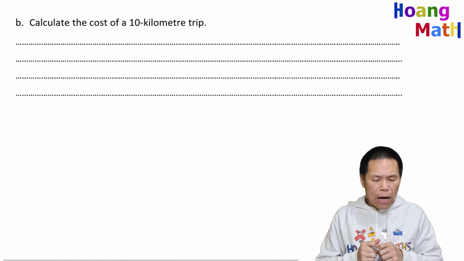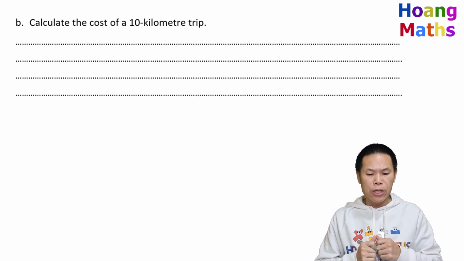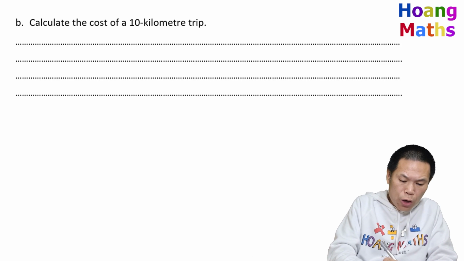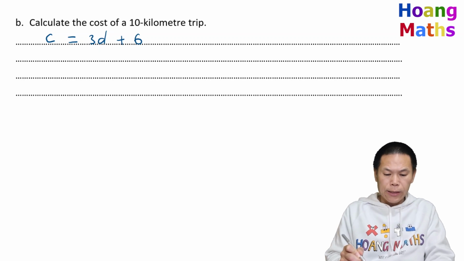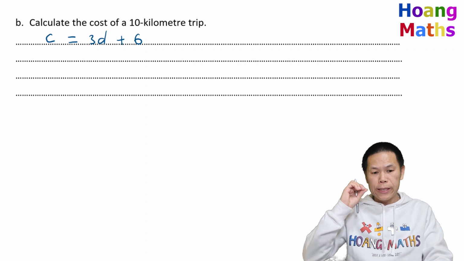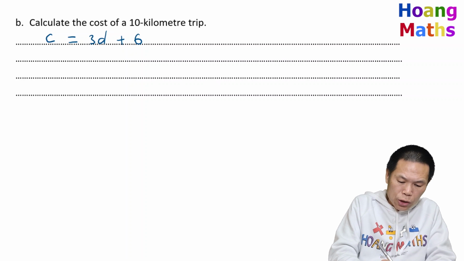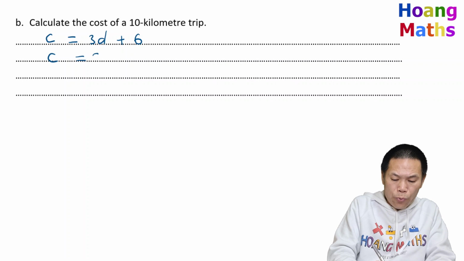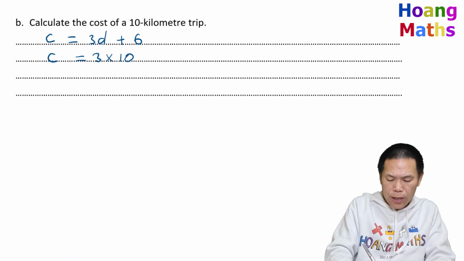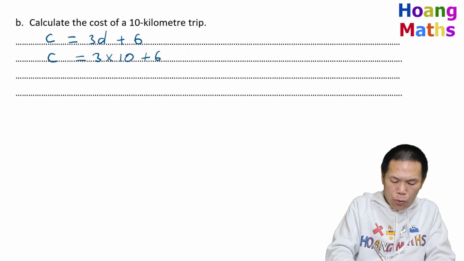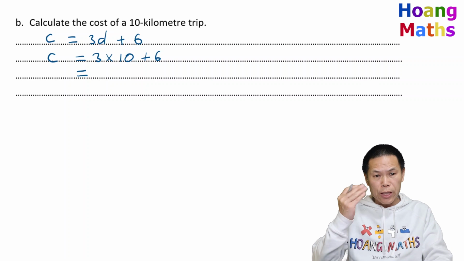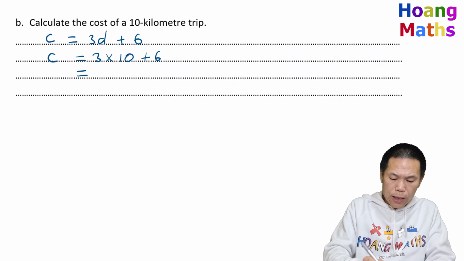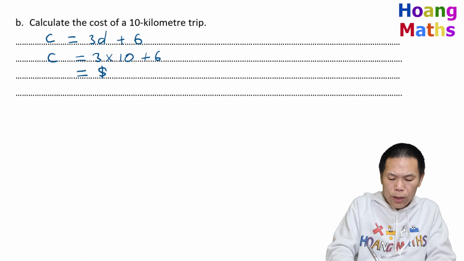Part B. Calculate the cost of a 10-kilometer trip. So first of all, we know that C is equal to 3d plus 6. And then d this time is 10 kilometers. So that means the cost will equal 3 times 10, and then we add 6. We can just put that in a calculator. 3 times 10 is 30. We add 6, it's 36. So therefore, it's $36.